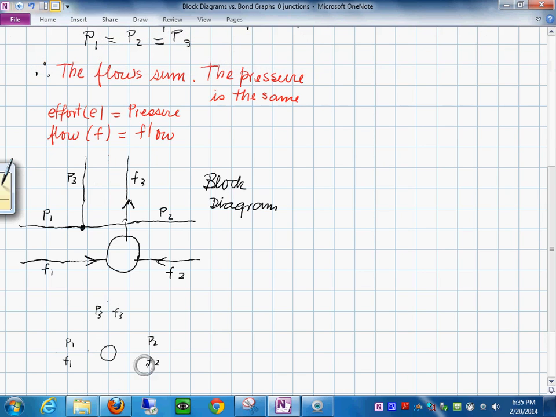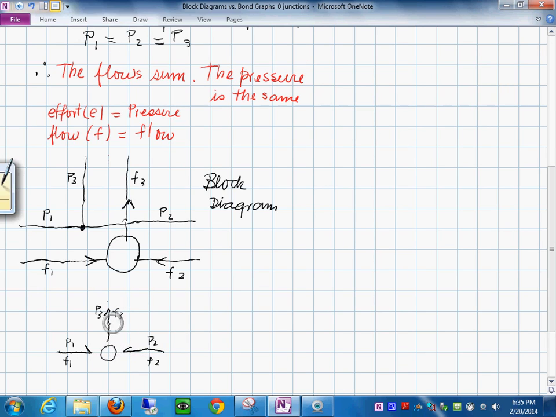This is the way we do it. In here you have P sub 2 is like that, this is like this, and this is like that. But the flow is this, is how the flows add up, and it follows this notation.